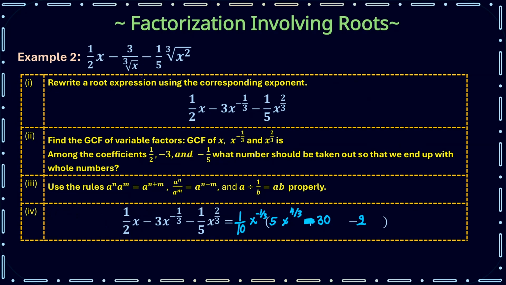And once again, we are taking x to the 2/3 divided by x to the negative 1/3. You subtract their exponents. All right, so that would be 2/3 minus negative 1/3. That is 2/3 plus 1/3, which gives you 3/3 or 1. You end up with x to the power of 1 or just x. We have the factorization of this expression.